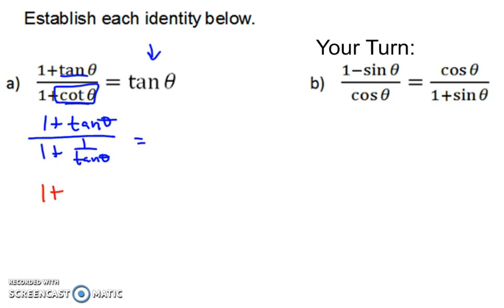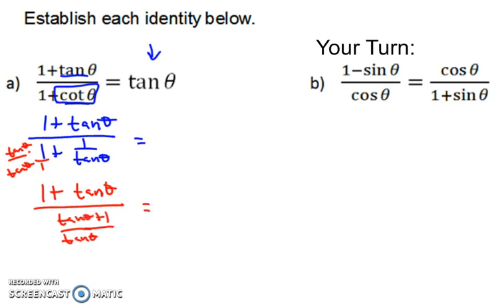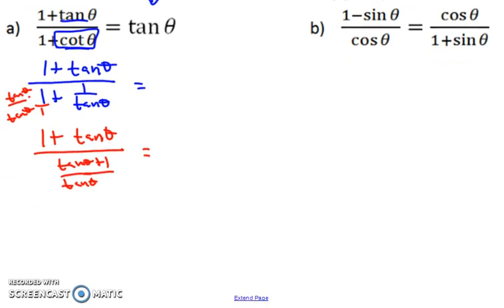So what if I make the denominator one single fraction? What if I think about that like 1 over 1, and then get a common denominator by multiplying this by a fancy looking number 1, tangent divided by tangent. Then I'll have a common denominator of tangent, and the numerator will be tangent plus 1. Well, that looks bad. Well, maybe, maybe not. Maybe something will cancel here.